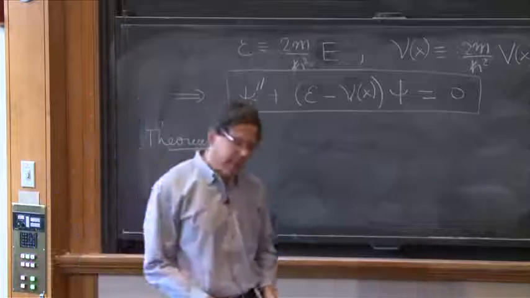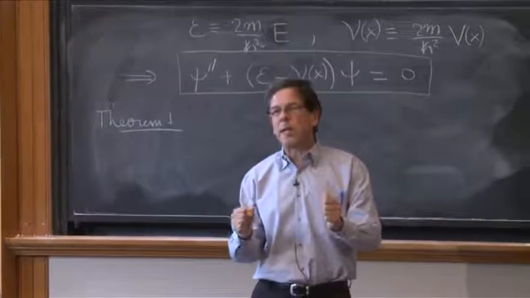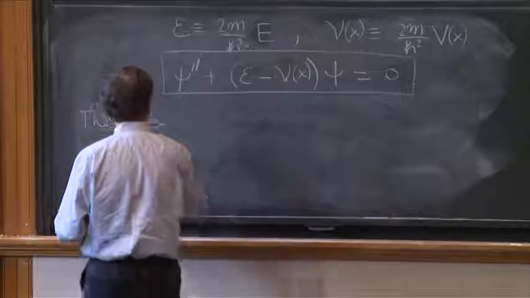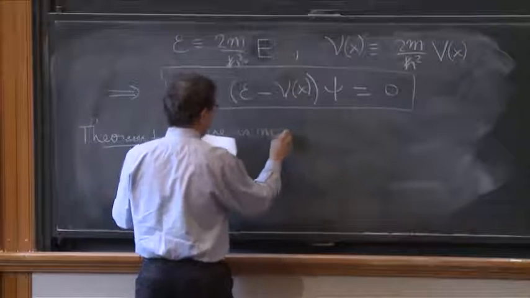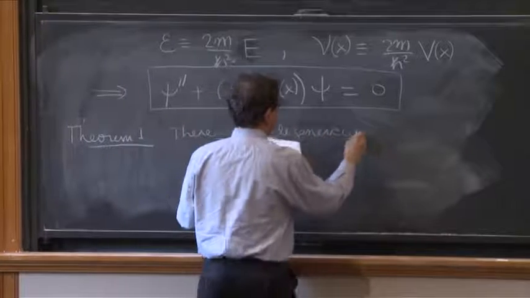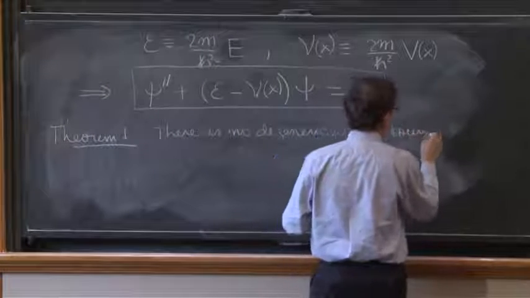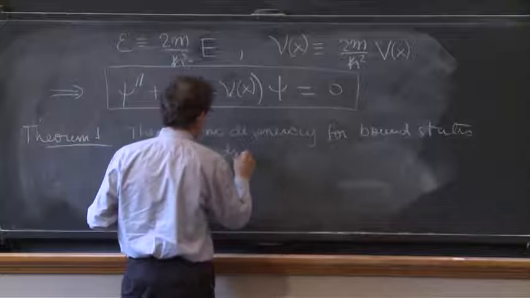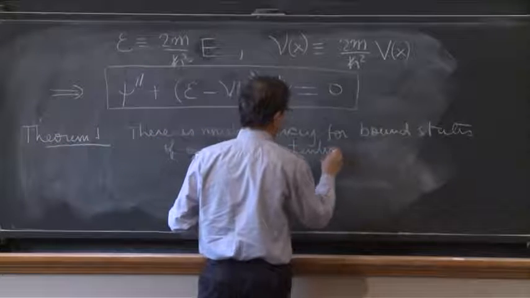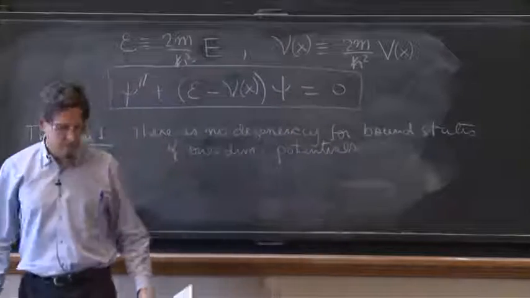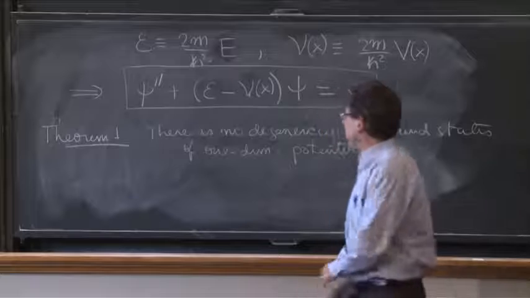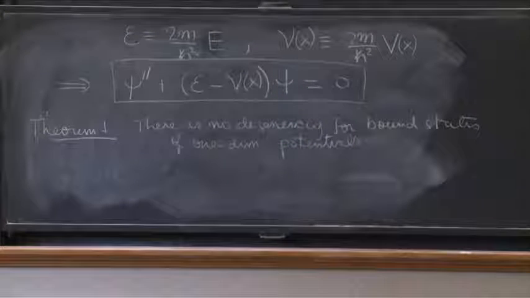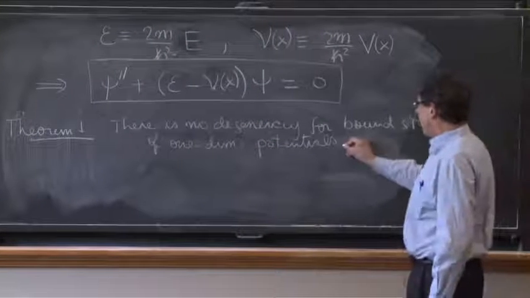This is just the statement that if you're talking about bound states in one-dimensional potentials, there are no degeneracies. So let's write it. There is no degeneracy for bound states of one-dimensional potentials. So it's a fundamental result. We'll see some way to understand it a little later, and you have seen this in 804, I believe.